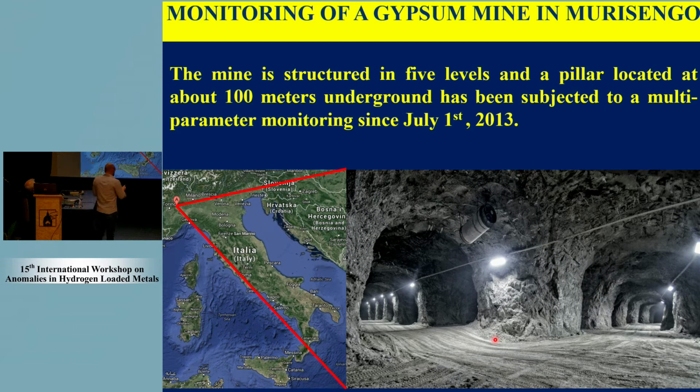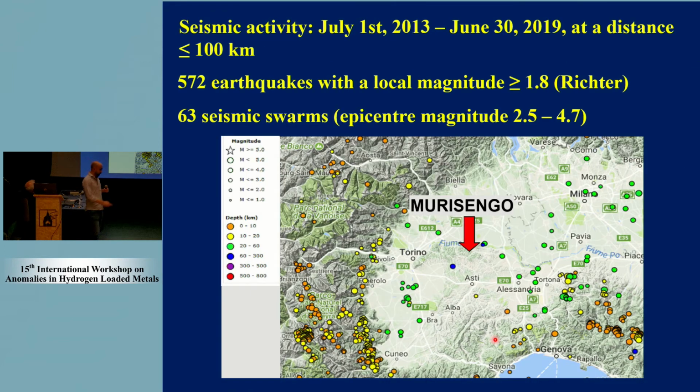To this aim, an in-situ monitoring campaign has been started since July 2013 at a gypsum mine located in northern Italy. Dedicated instrumentation located 100 meters below the ground level was used in order to assess the seismicity of the surrounding area. During this period, more or less 500 earthquakes and 63 seismic swarms occurred.